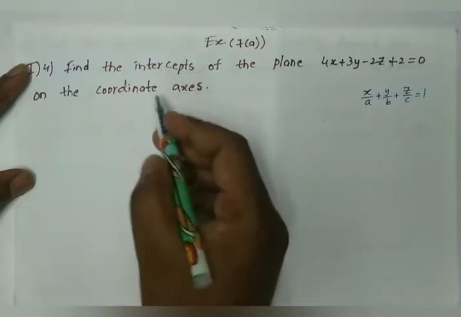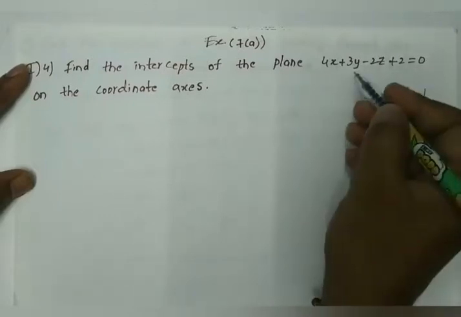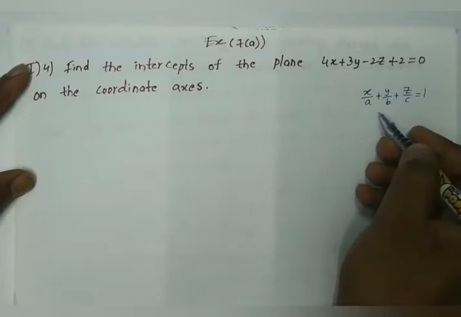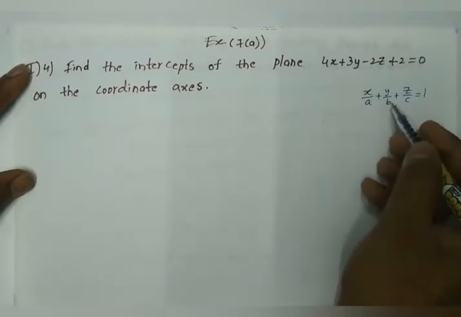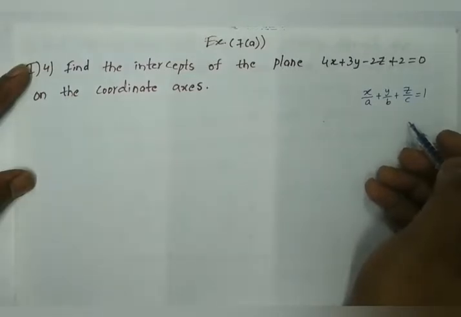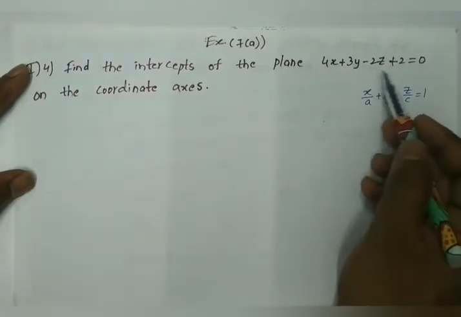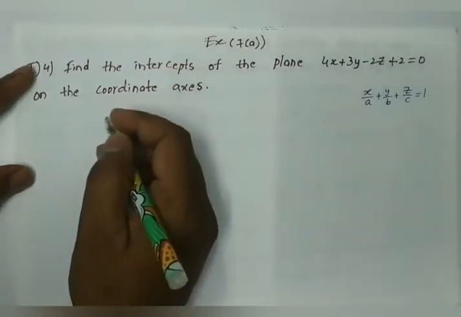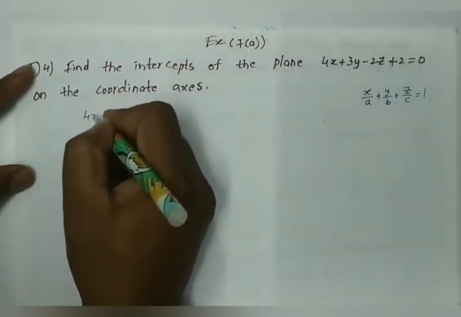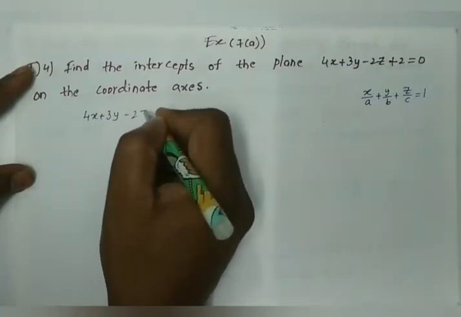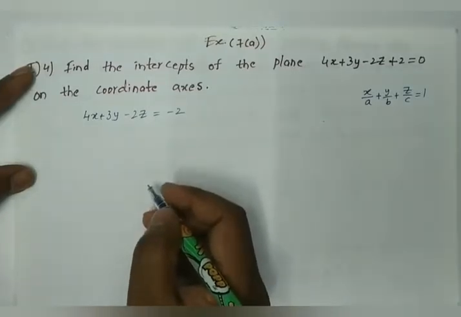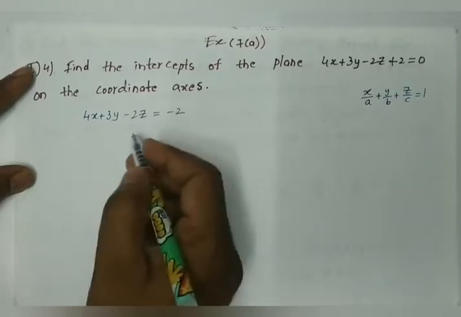Okay, so here for finding the intercepts of the given plane, you just have to convert the given equation of the plane into the equation of a plane in intercept form, which is x by a plus y by b plus z by c is equal to 1. So you just have to convert this equation into this form. Here the given equation can be written as 4x plus 3y minus 2z is equal to minus 2. Now let us divide the whole equation by minus 2.